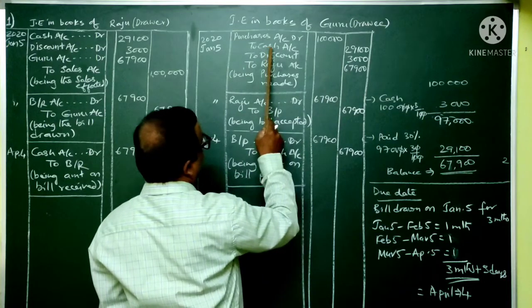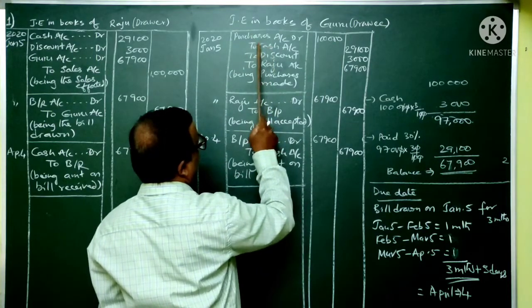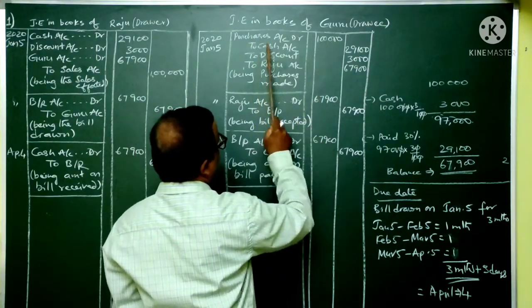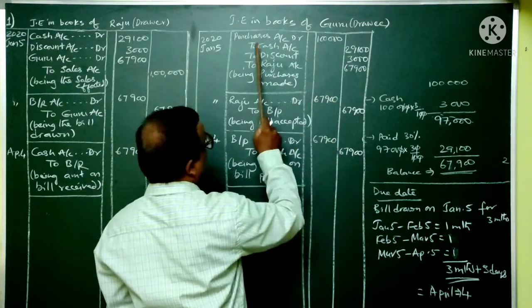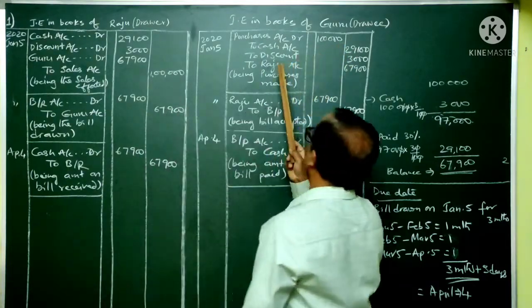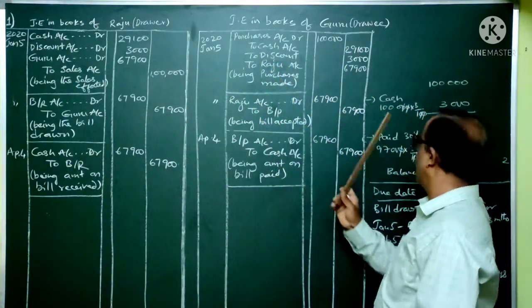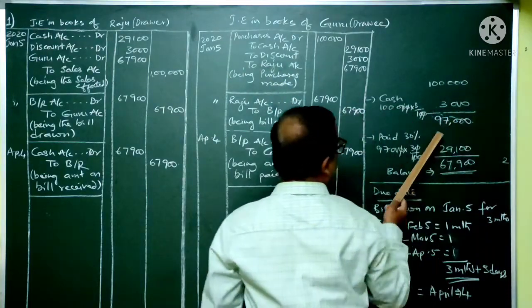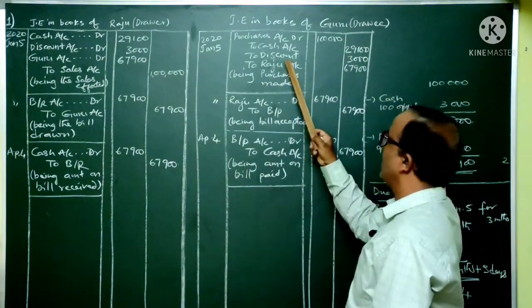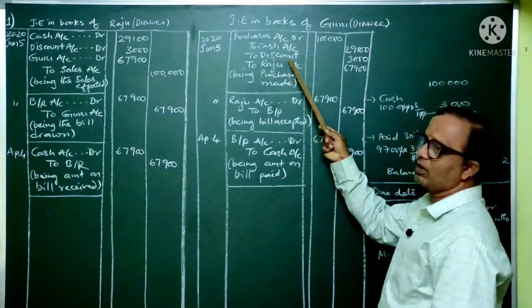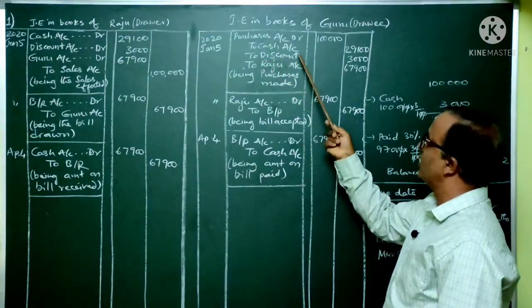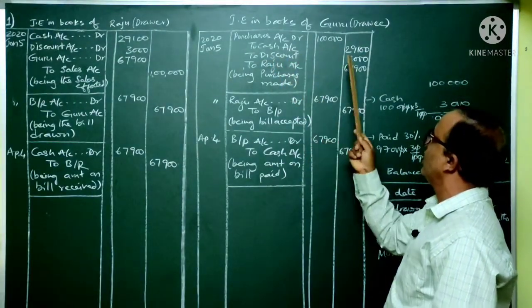So cash is a real account, credit what goes out. So purchase account debtor 1 lakh worth, to immediately have paid 29,100, so to cash account 29,100. Then again discount. Whatever this particular discount is, this is the discount you have received. Being an income, it is a nominal account, credit all incomes and gains. So to discount received account 3,000.